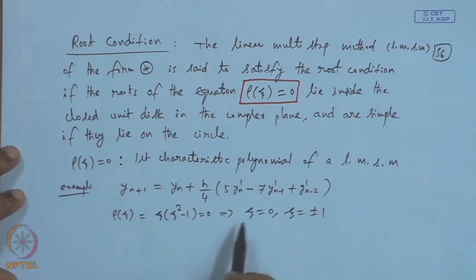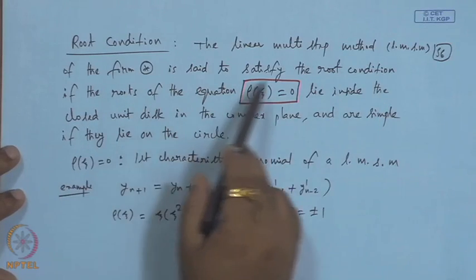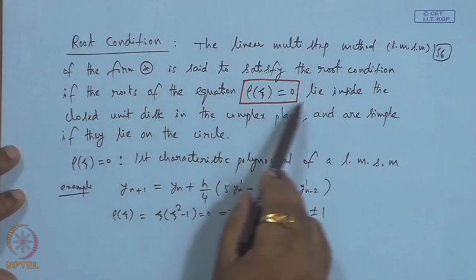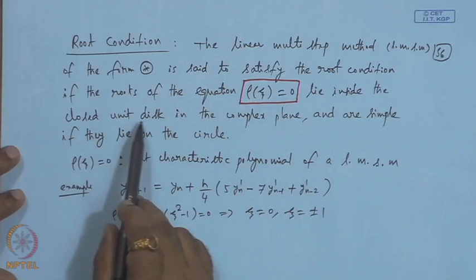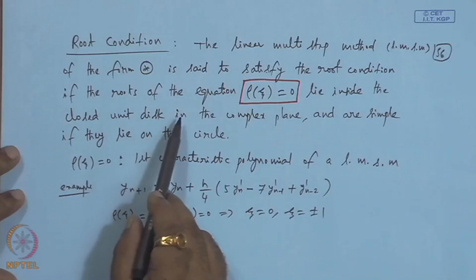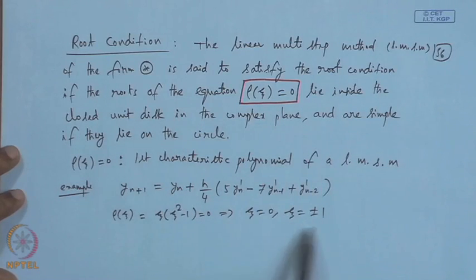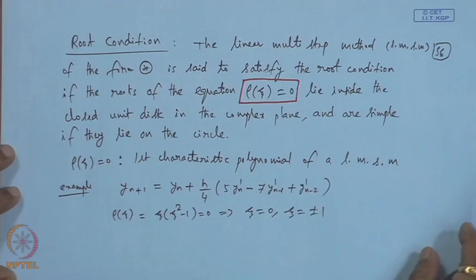So, a linear multistep method of this form is said to satisfy the root condition if the roots of the equation lie inside the closed unit disk, and the roots which are on the circle are called simple. So, one root is within the unit disk, and these two are simple roots of the corresponding linear multistep method.